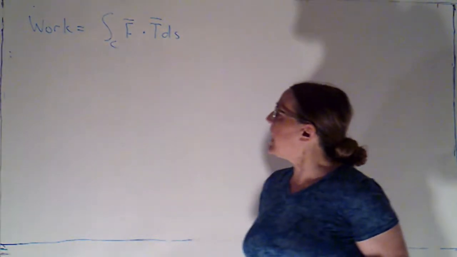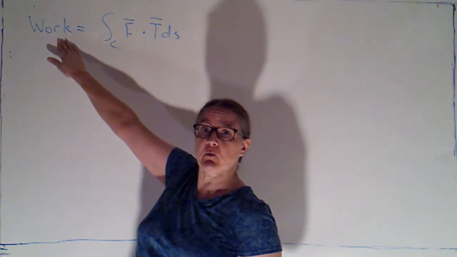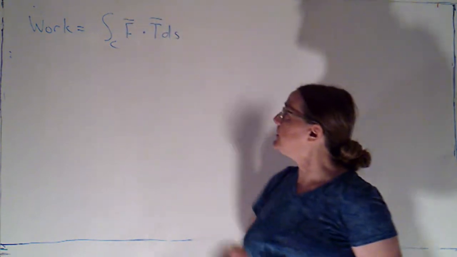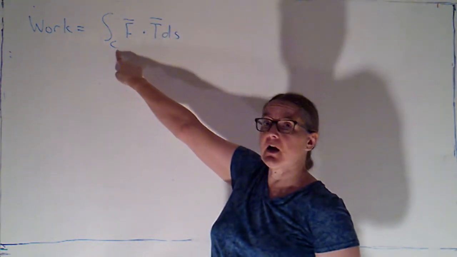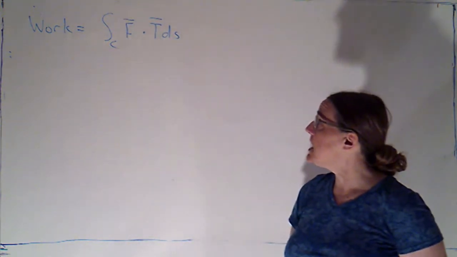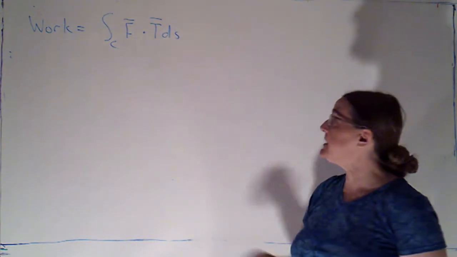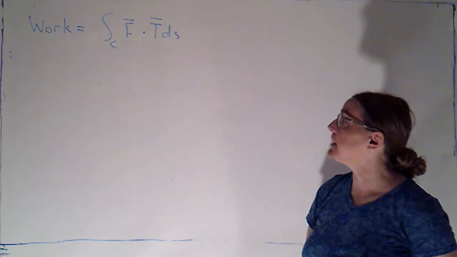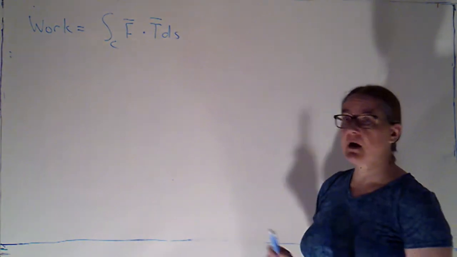Okay, so in the last video we learned that we can calculate work as a line integral if F is a force field and I've got a particle moving along a piecewise smooth curve C. We simply integrate F dotted with T, where T is our unit tangent vector, with respect to arc length. Okay. And we can remember where this comes from.